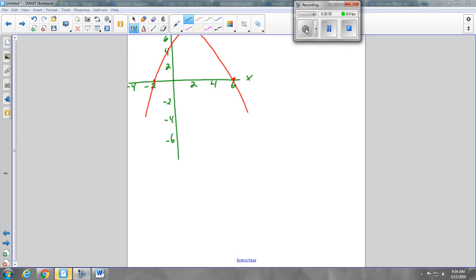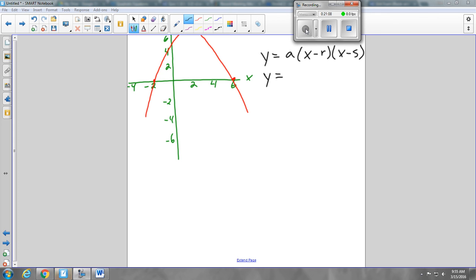So first thing we're going to do is just write down our factored form equation. So y is equal to a, x minus r, and then x minus s. And we're just going to fill in everything we know. This one's a good question because we can see right from the graph that our x-intercepts are at 6 and -2. So I just want to put those in right now.